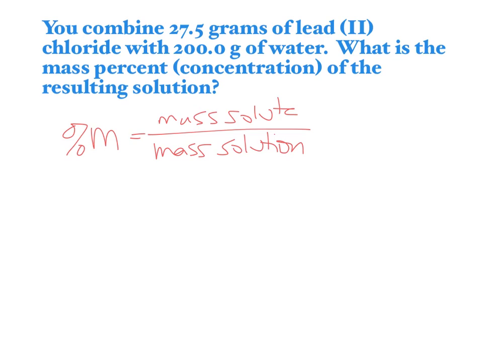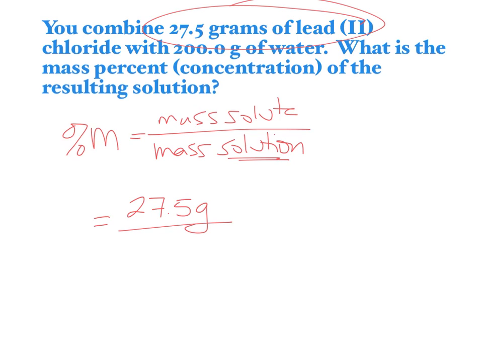Key thing here is to make sure that you're using the mass of the solution, not the mass of the solvent. It's a really easy mistake to make. So when I set this thing up, I'm going to do 27.5 grams because that is my solute. That's the stuff that's dissolved in water. And on the bottom, the mass of the solution, this is a little bit trickier. The mass of the solution is actually the mass of everything. It's 27.5 plus, sorry, that should be a plus, 200 grams.